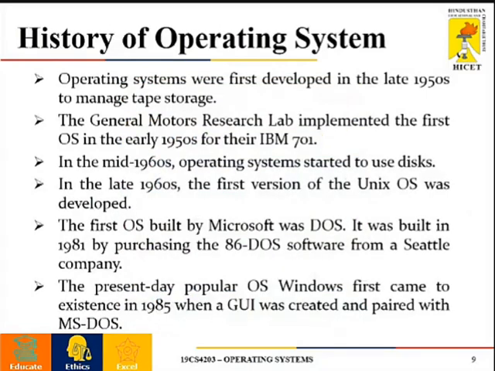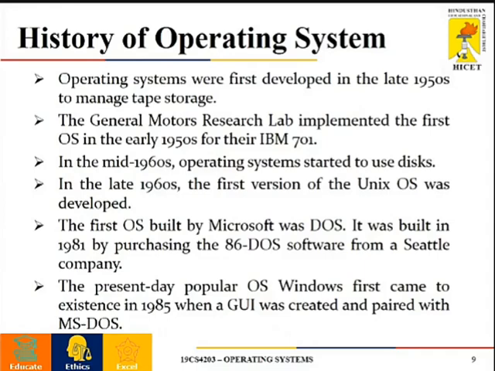History of the operating system. As a computer science student, or any person who wants to understand the operating system, we need to understand the history of the operating system, how it has undergone evolution over the years. Operating systems were first developed in the late 1950s to manage tape storage or magnetic tape storage. Then the General Motors Research Lab, the GM Research Lab, implemented the first OS in the early 1950s for their IBM 701 machine. In the mid 1960s, operating systems started to use disks.